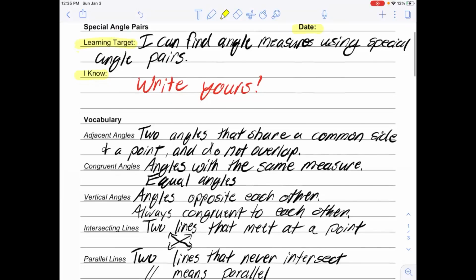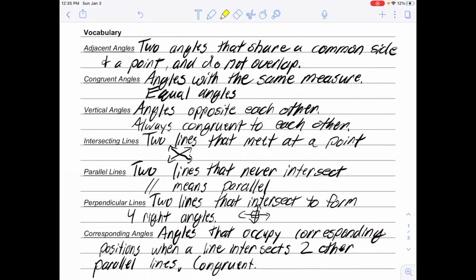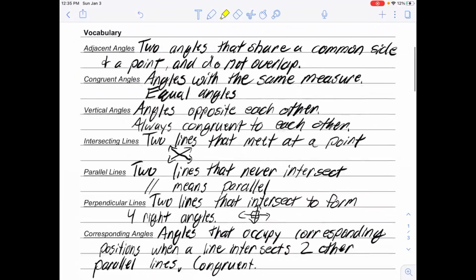Then for our vocabulary, we have a lot. So if you need to pause the video, take your time, write all these things down. Please do that. It is a lot, and it is all really important. Vocabulary is the most important part of this unit. There are a lot of names of things.